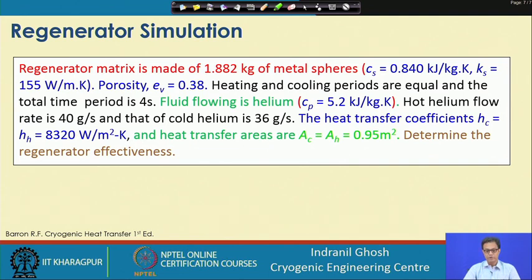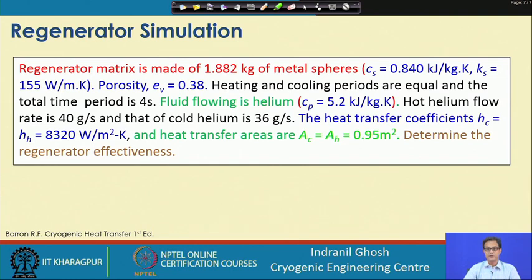So, the hot period is 2 seconds and the cold period is also 2 seconds. The fluid flowing through this system is helium, so its Cp is also given. The hot helium flow rate is 40 gram per second, whereas the cold helium flow is slightly less, at 36 gram per second. The heat transfer coefficients we need not calculate, they have already been specified.